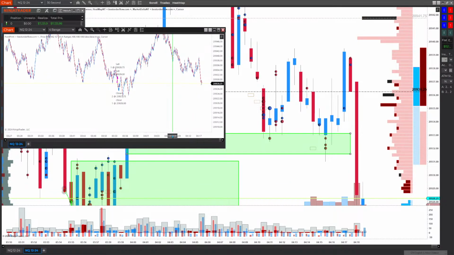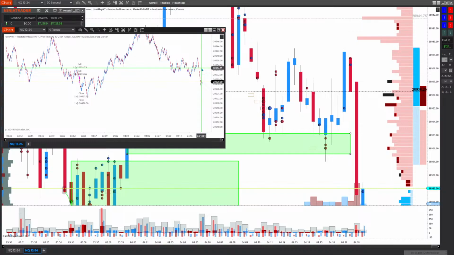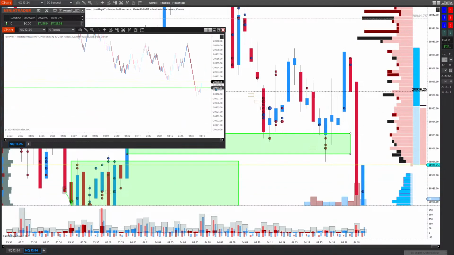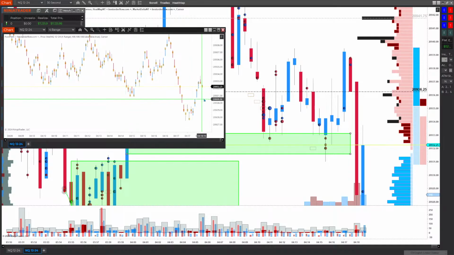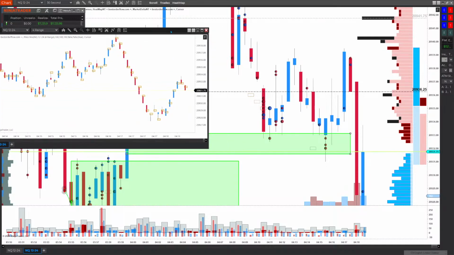Now we're probably going to get some reaction right here, return a little bit back, and then if we want to continue the fall down, that's what's going to be. But you see, we're returning back, because we usually fill out inefficiencies.